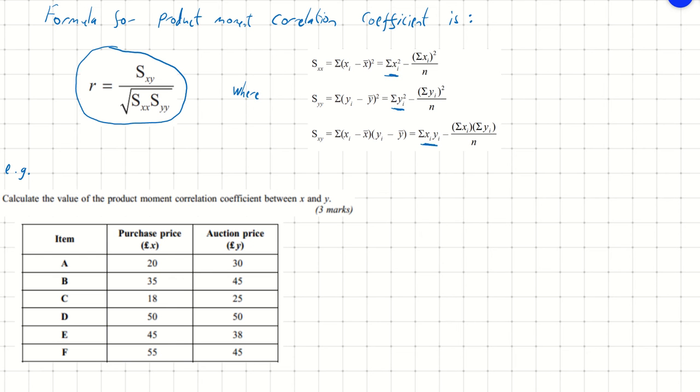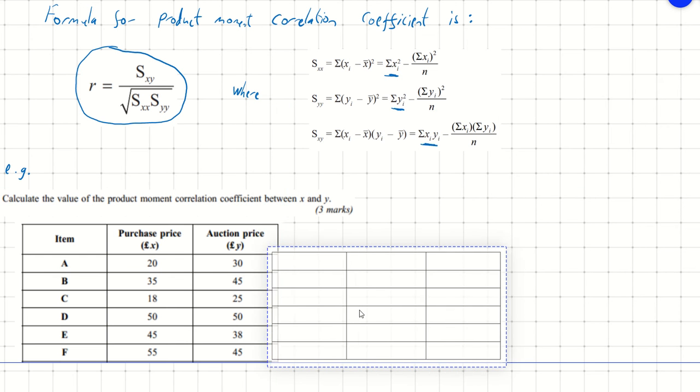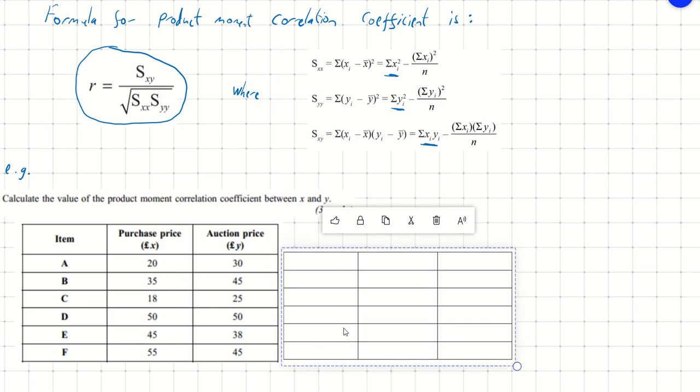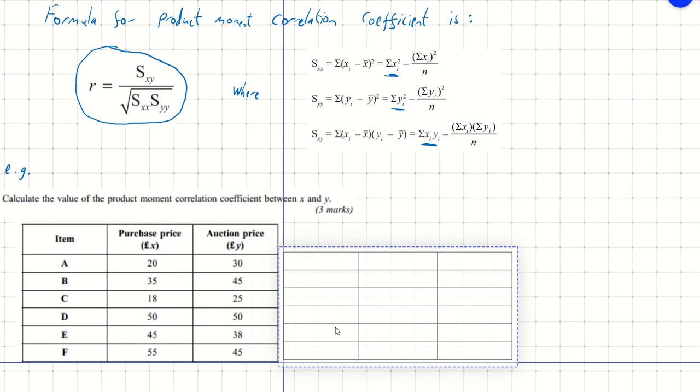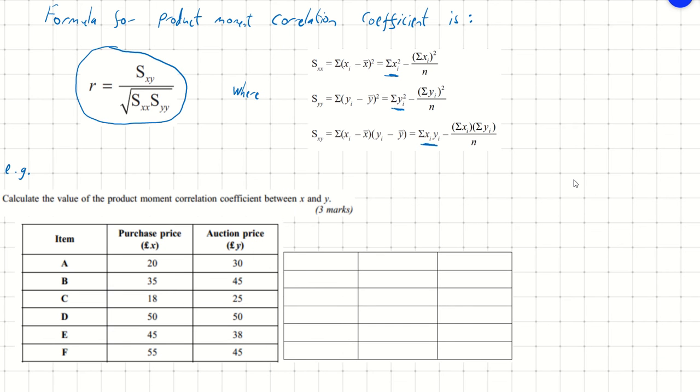So we're going to add 3 columns to our table, which are going to be, let's just set this up. Okay, that's good enough. So we're going to have a column which is our x squared values, a column which is our y squared values, and a column which is our x values multiplied by our y values. So let's just fill this in.